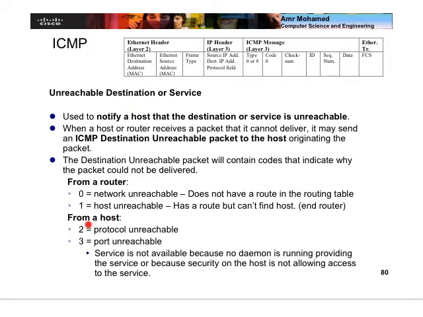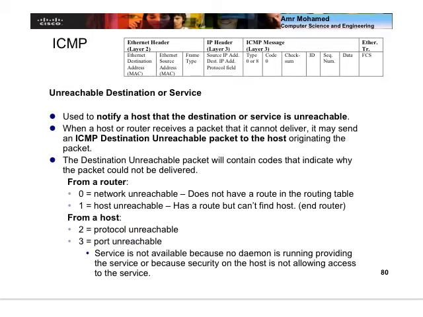This destination unreachable may in fact come from the host. Okay, and the host can send. We'll talk about this in detail later. So the host may actually reply back with destination unreachable, and that could have two possibilities.